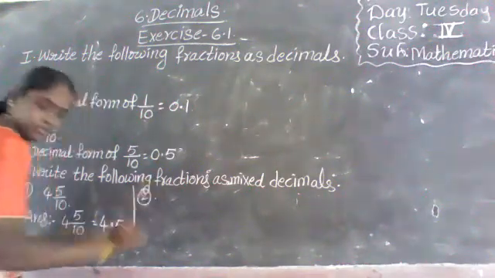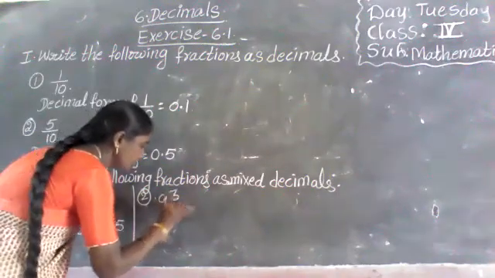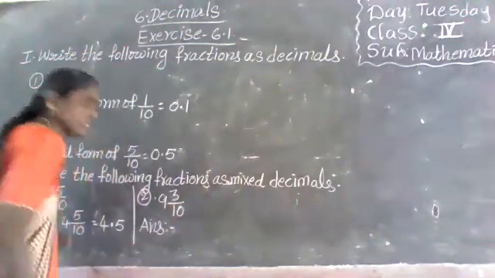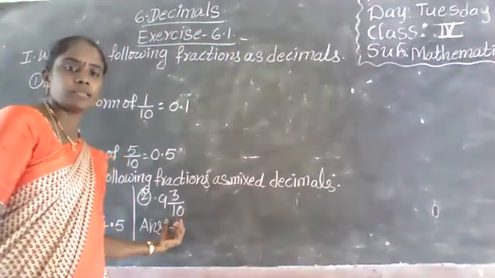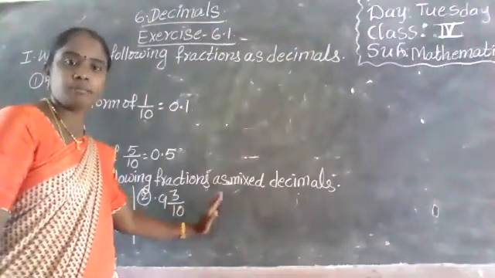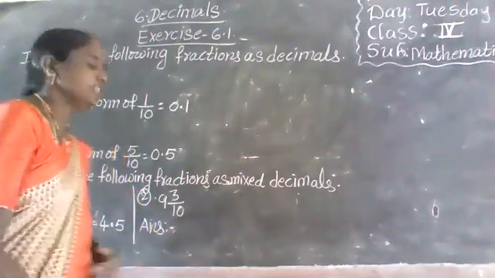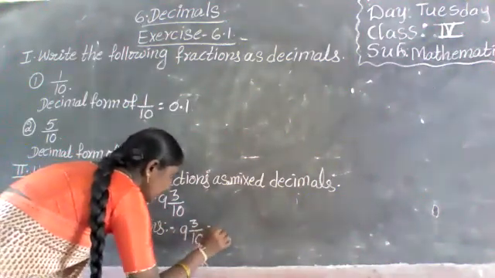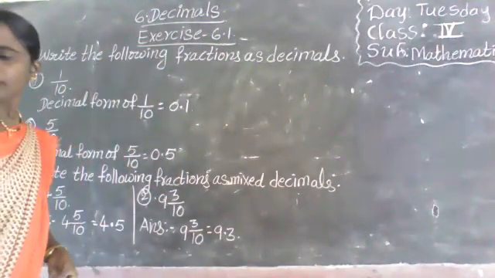Second one. What is the second one? 9 whole 3 by 10. What is the answer? Say in mixed decimal. Say children. What is the mixed decimal? Here it is given 9 whole 3 by 10, a mixed fraction. Yes, very good. 9.3. 9 whole 3 by 10 equals 9.3. Okay.